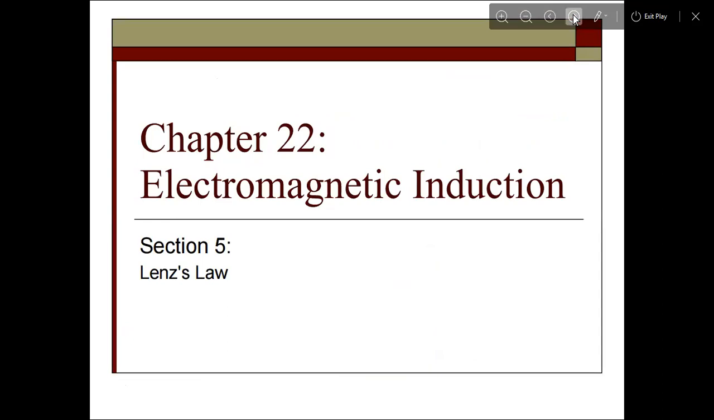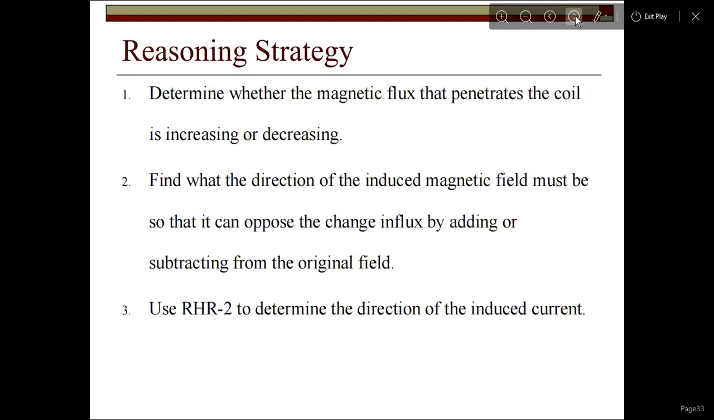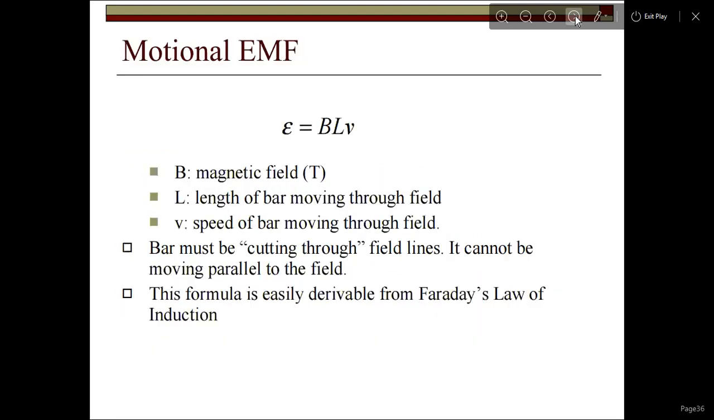Now this is Lenz's law. The induced EMF resulting from a change in magnetic flux has a polarity that leads to the induced current. The current will flow in a direction so as to oppose the change in flux. Use it in combination with the hand rule to predict the current. This is the main reason for taking this one.